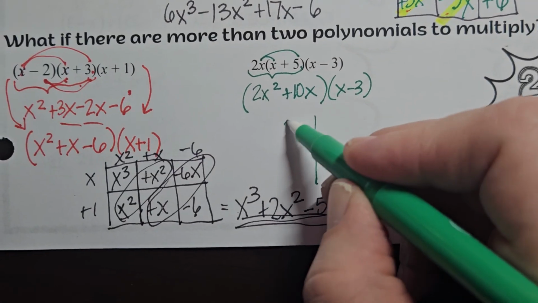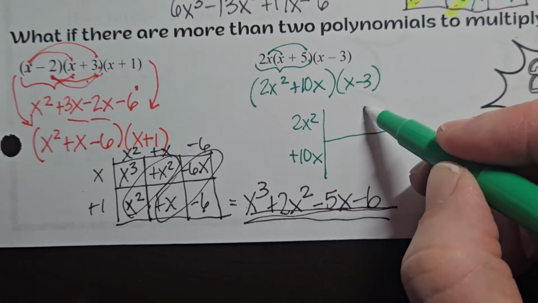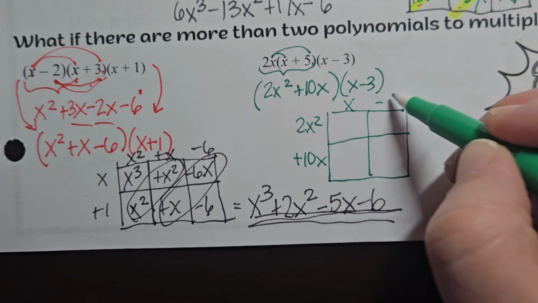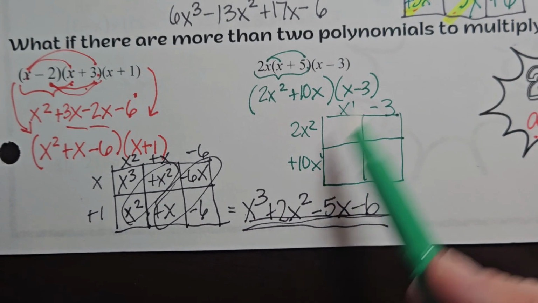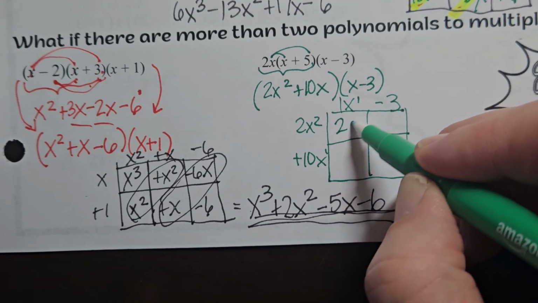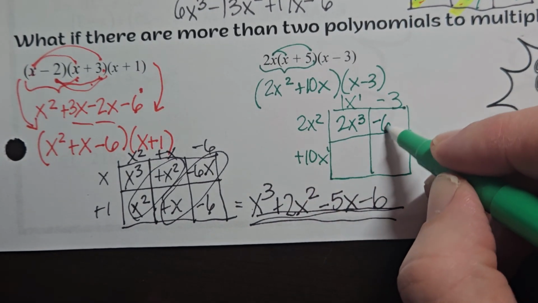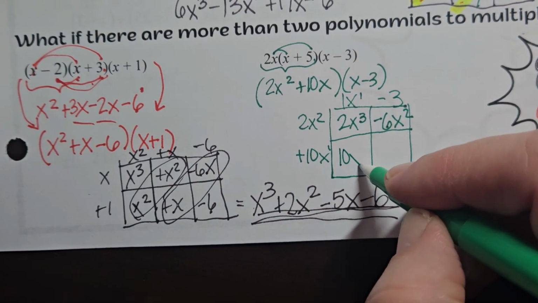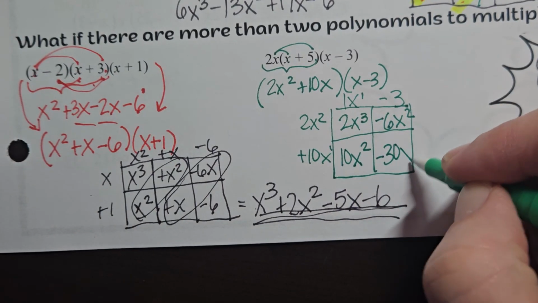So we could use a box for this. Again, not required, but if you find it helpful, definitely feel free to use it. There's 1x minus 3. Don't forget those x to the 1s. Don't leave them off. 2x squared times 1x is just 2x cubed. 2x squared times negative 3 is negative 6x squared. 10x times 1x is 10x squared. And 10x times negative 3 is negative 30x.